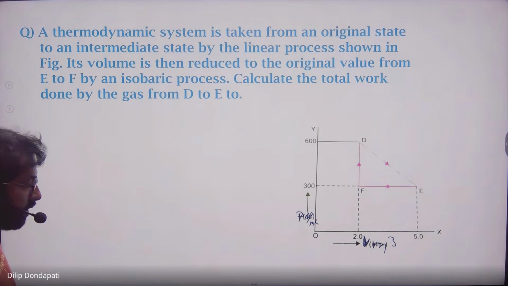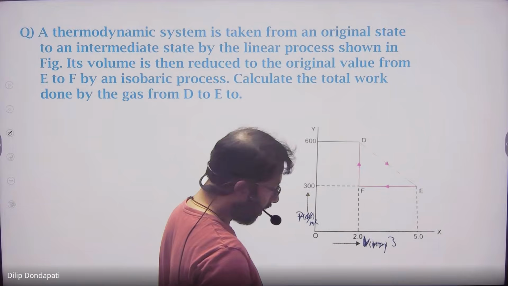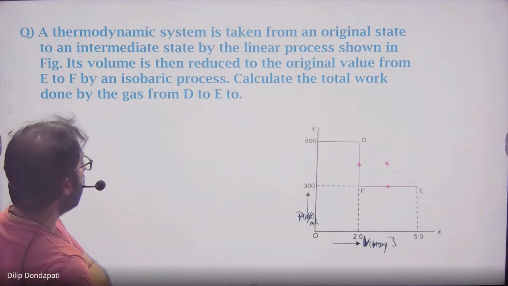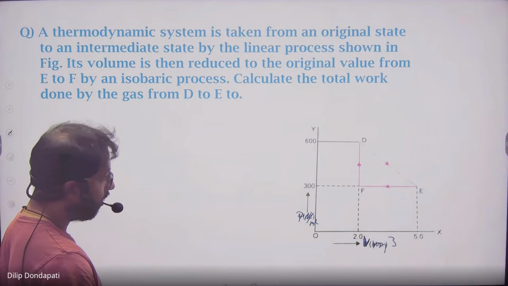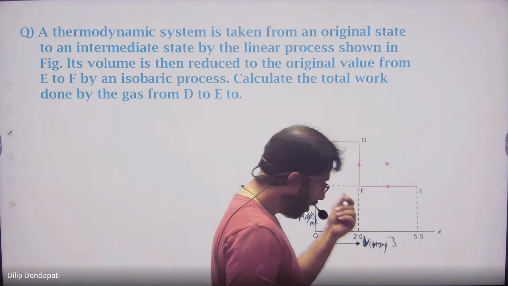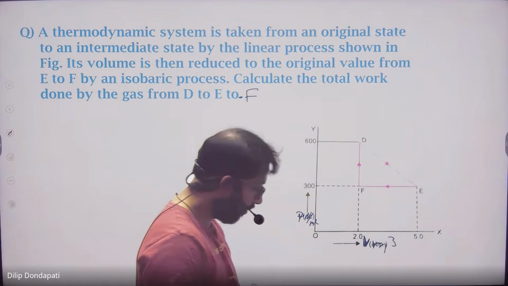So y-axis is pressure, x-axis is volume. He's saying to find the total work done from where to where? Sir, 850. Okay, total work done from the gas from D to E and E to F. Sir, D to E and E to F. 1350. No, no, A वाला है. Half into 900 D to E and E to F चाहिए. Sir, 450 into 3. 1350.